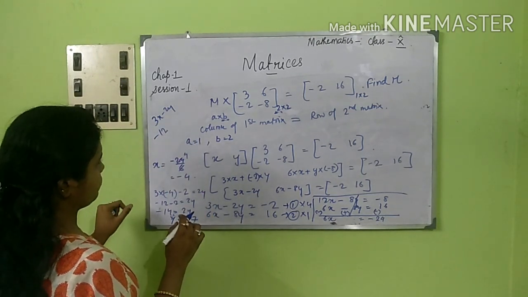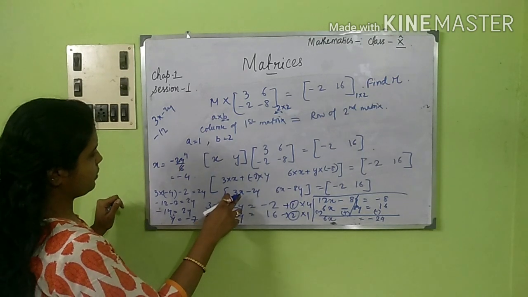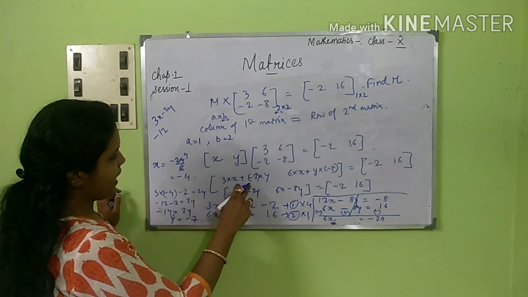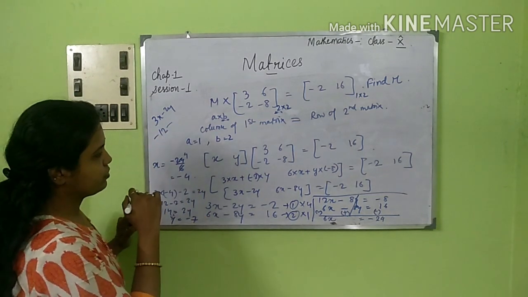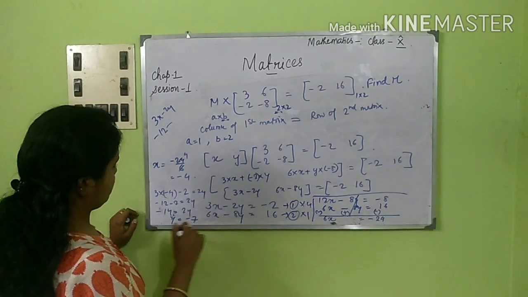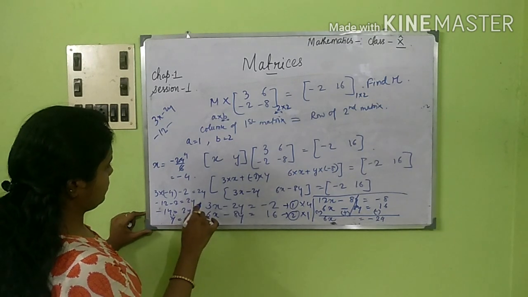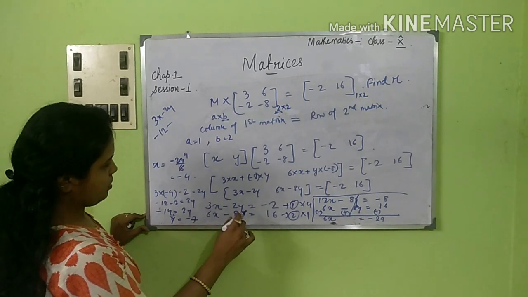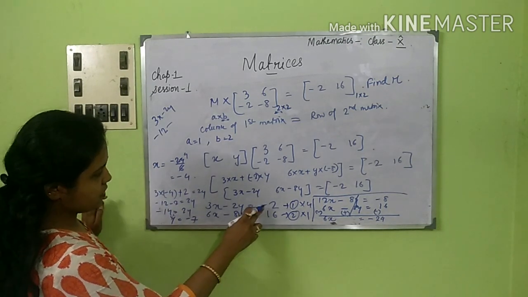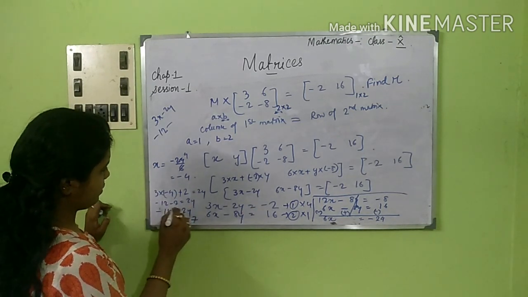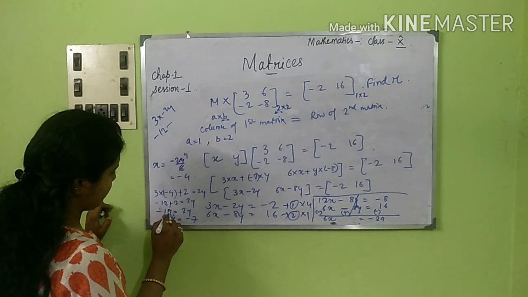And where is it? 3x minus 2y, that is minus 12, and it is minus 2y. That means it is coming to... just a second. Sorry, it was minus 2. It should have been plus 2 here. That's what I'm checking. This is plus 2 minus 2y. This is plus 2. That means it's coming to 10.